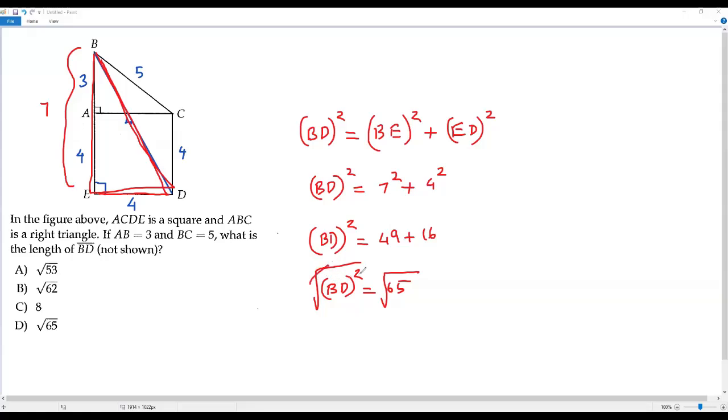Okay, here on the left side the square root and square will cancel out. I am getting BD equals square root of 65. I got the length of BD, that is square root of 65. We find the square root of 65 in answer choice D. The correct answer choice for this question is D, square root of 65.